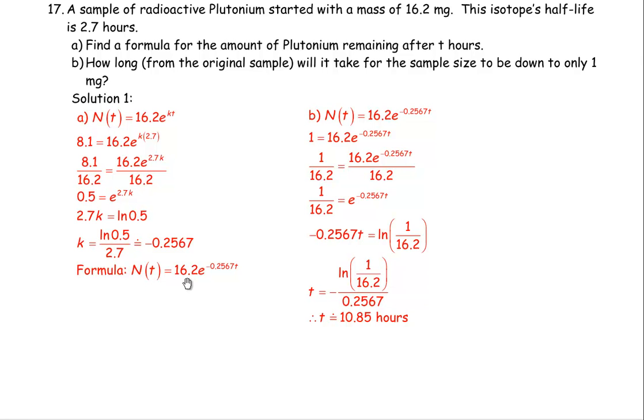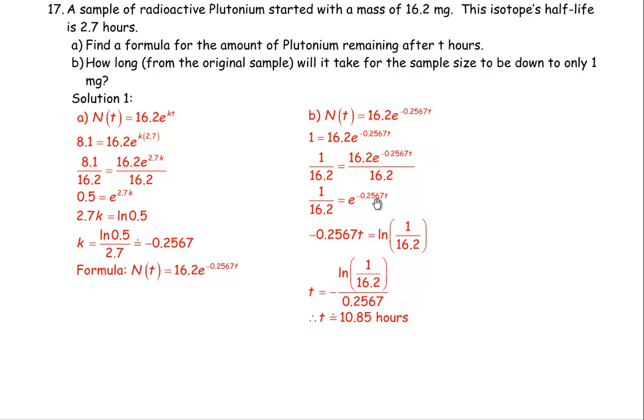So the formula would be n of t is 16.2 times e to the power of negative 0.2567 times the time. In B, it says, how long will it take for the sample size to be down to just 1 milligram? So in place of n of t, that's the amount. So we'll put 1 milligram there and solve for time. So dividing out the 16.2, we would get e to this decimal as 1 over 16.2. And then divide out, get the exponent here alone.